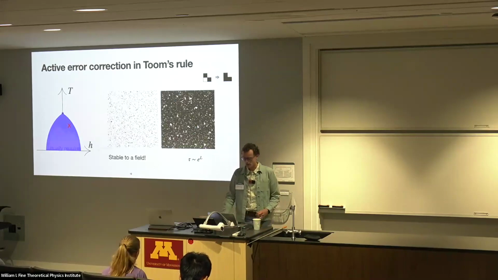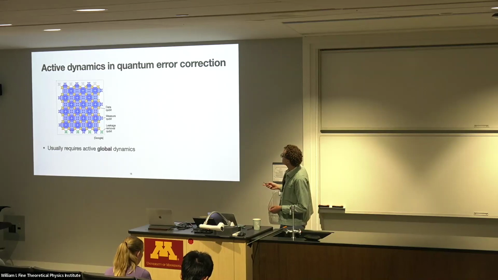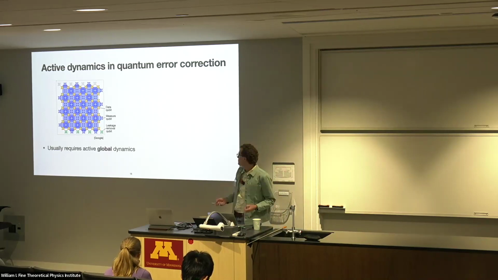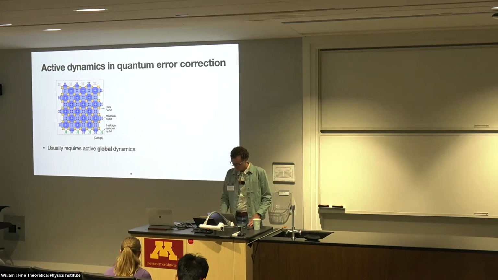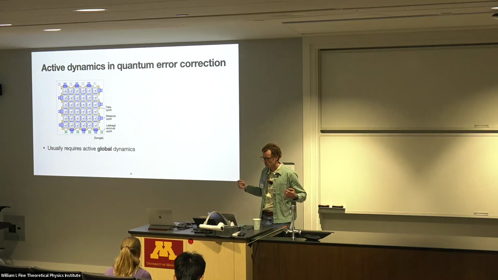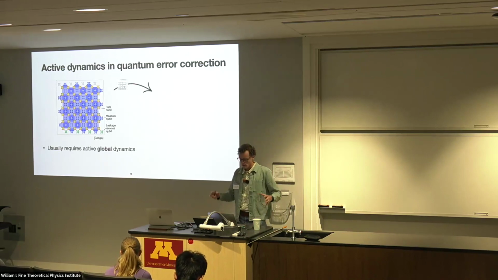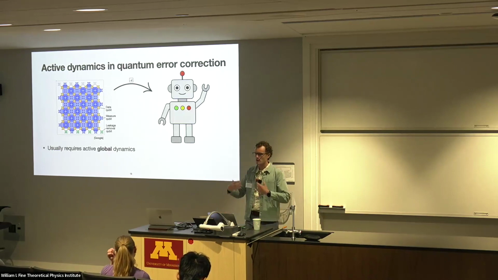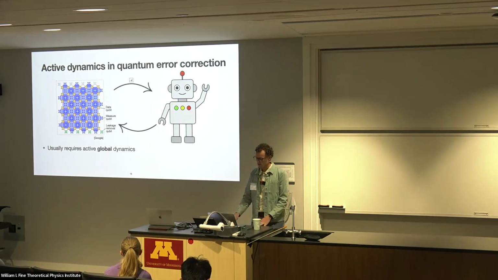So this is a little bit different from how we think about active dynamics, usually in quantum error correction. Obviously, active dynamics are super important in quantum error correction. But usually what people talk about is some sort of active global dynamics. You take the stabilizer of your entire system, the syndrome of your entire system, you have to process all of that information at the same time, maybe do some computation based on that syndrome, and then feed that back to the system.